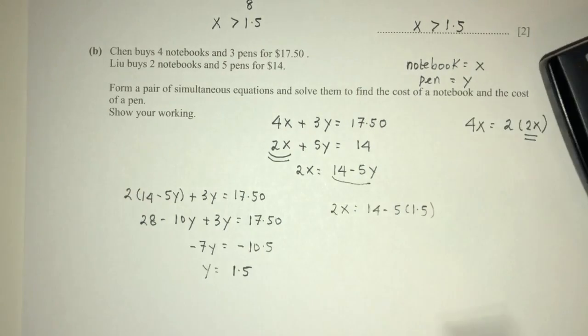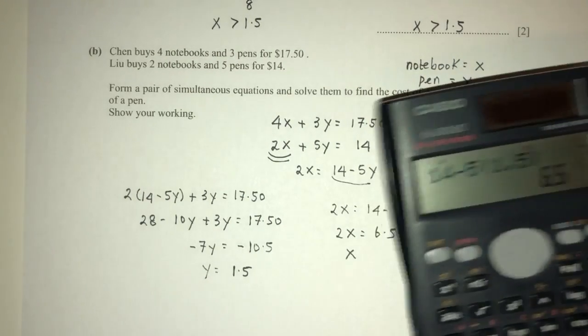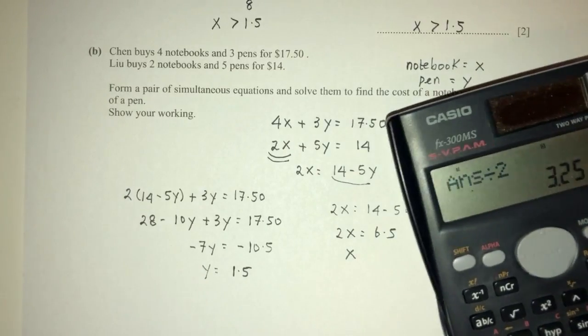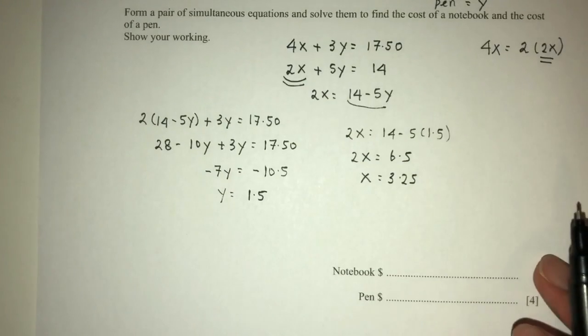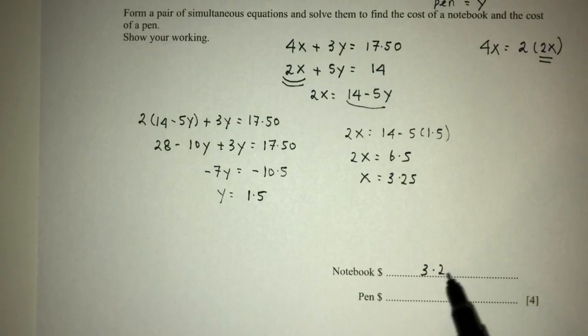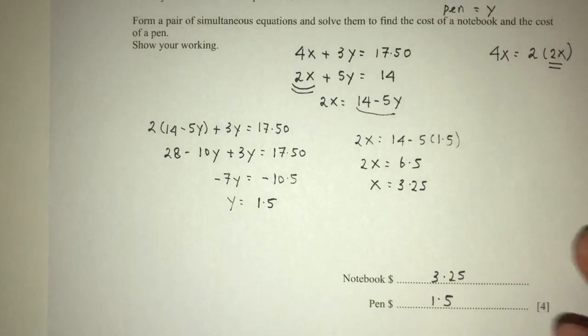That will be 6.5. 2x will be 6.5, so x will be divided by 2, that will be 3.25. So as you can see, your answer: the notebook is x, that will be 3.25, and the pen is 1.5 for your answer. That will be part B of the question.